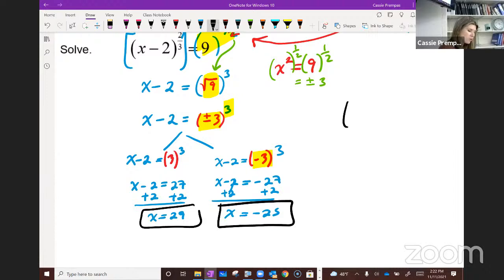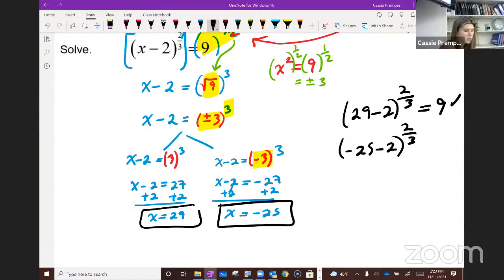So if you check it out, you should get 29 minus 2 raised to the 2/3 does equal 9. Check. And negative 25 minus 2 raised to the 2/3 does equal 9. Do you want us to use our calculator? Yep, that works, for the sake of easier checking.